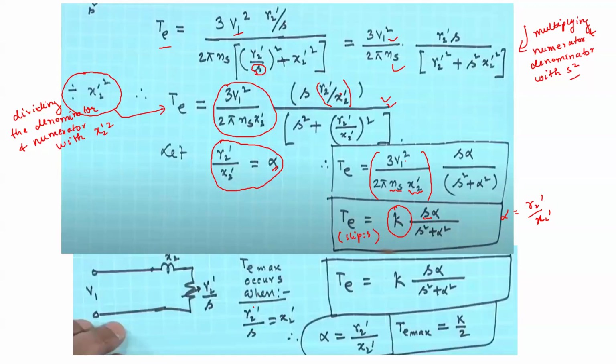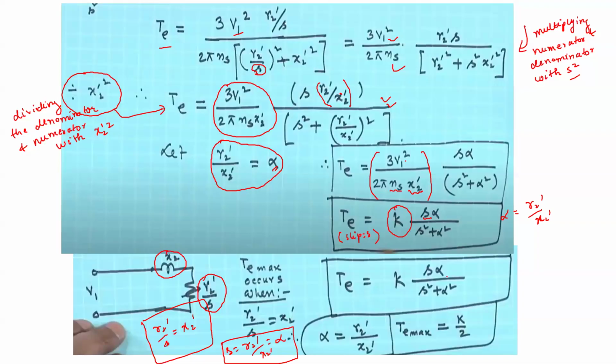We know from the maximum power transfer theorem that the load impedance should be equal to the Thevenin impedance. But here the Z Thevenin is only x2 dash. So for maximum torque, r2 dash by s should be equal to x2 dash. So this is the condition for maximum torque. Here s is equal to r2 dash by x2 dash, which is also equal to alpha for maximum torque, remember.